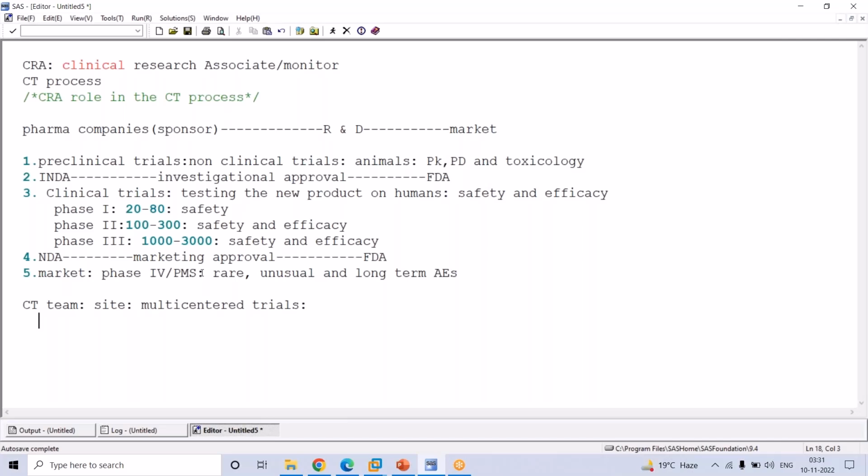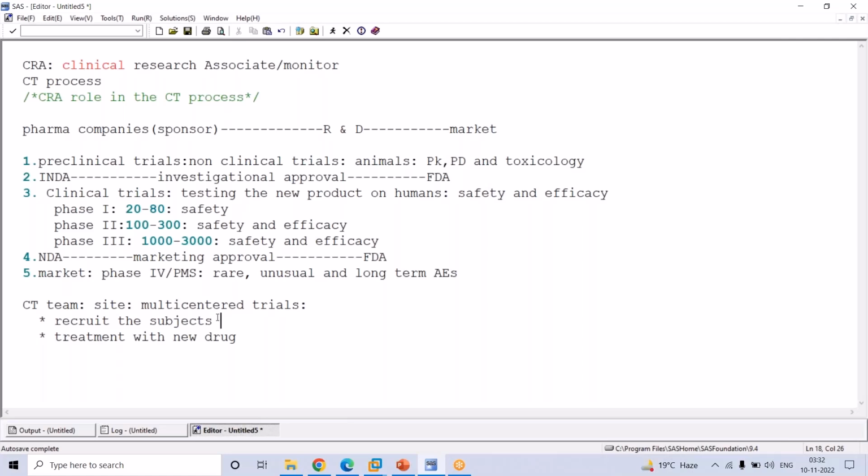CRA is one of the roles in the clinical trial. The overall team is responsible for recruiting the subjects. Here the patients are called subjects. Recruiting the subjects is done as per certain criteria, called eligibility criteria. The clinical trial team involves recruiting the subjects and dispensing the product, like treating the subjects with the new drug.